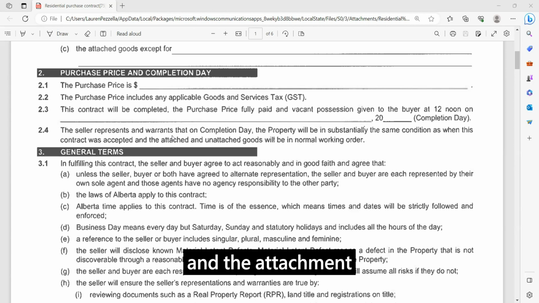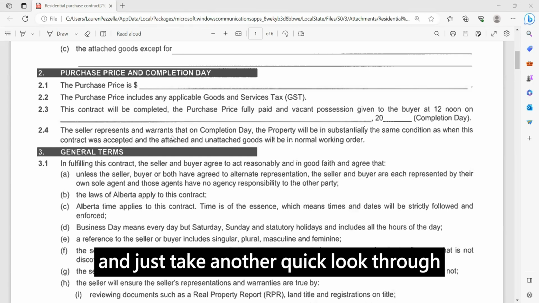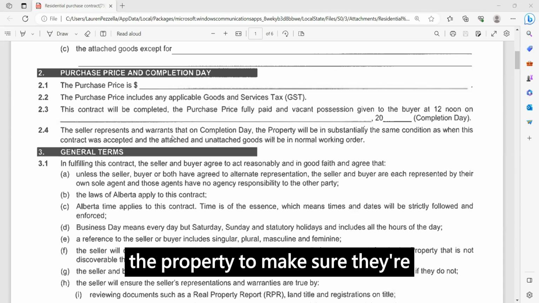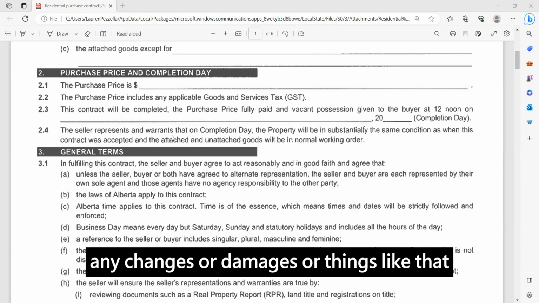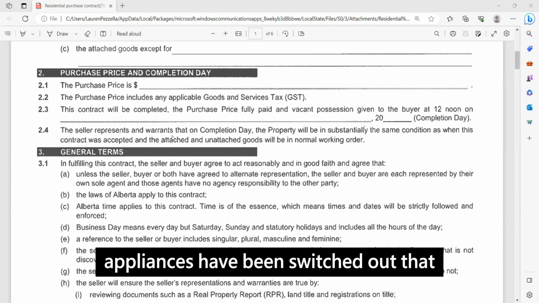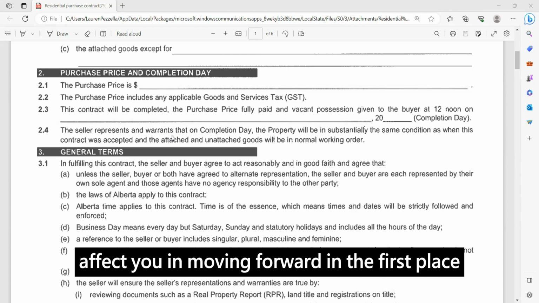And the attached and unattached goods will be in normal working order as of that date. But if it's been 2 weeks since you viewed the property, you might want to go and take another quick look through the property to make sure that in that time period there haven't been any changes or damages, or appliances switched out, that you may want to note, that might affect you even moving forward in the first place.